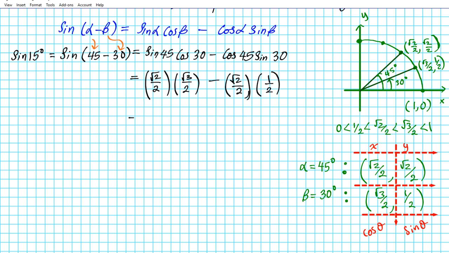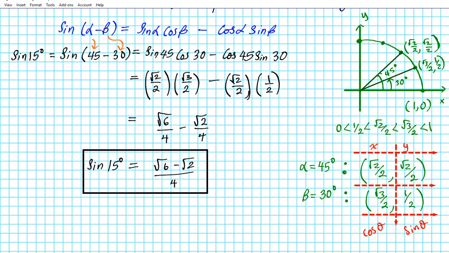Okay, so multiply the fractions, numerator by numerator, root 6, denominator by denominator. And then we have here root 2 over 4. And then we can express these two fractions as a combined fraction, which will be root 6 minus root 2 over 4. Ladies and gentlemen, that is your final answer. And this is how you can apply the sum and difference angle identities.